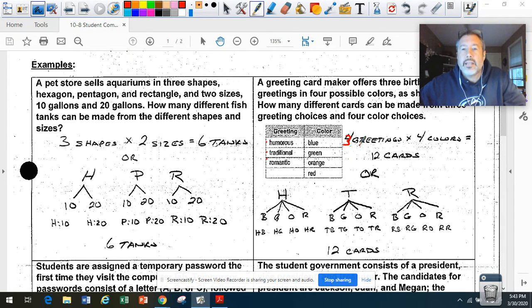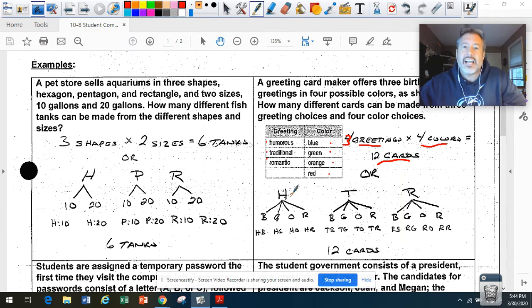So we have 3 greetings here, and we have 1, 2, 3, 4 different colors. So 4 colors here. 3 times 4 is 12. So we're going to have 12 different types of cards to choose from.